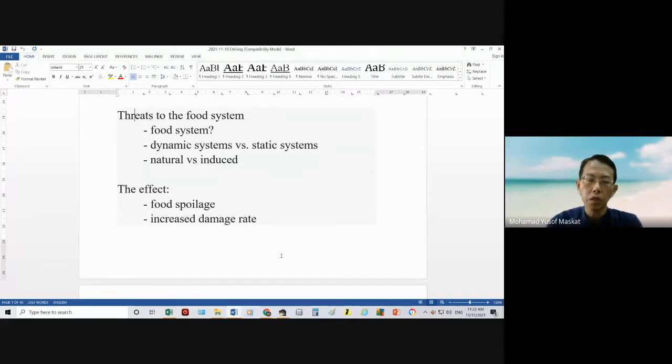When we talk about food systems, what is a food system? A food system is defined by its boundaries. If you talk about a can of sardines, for example, that is a food system. The food is the sardines in tomato sauce, for example, and it is defined by the boundaries. The boundary is the can. So that is a food system.